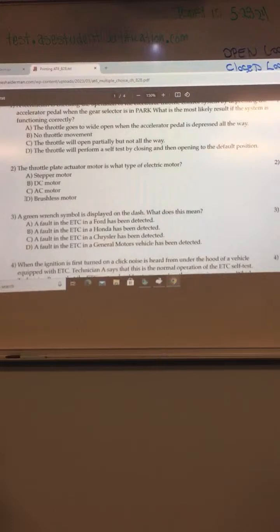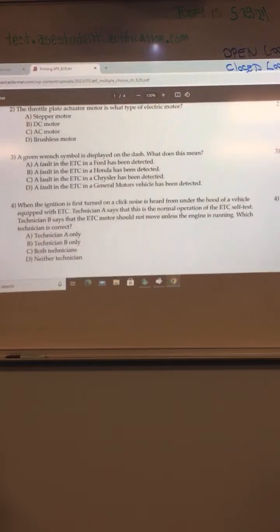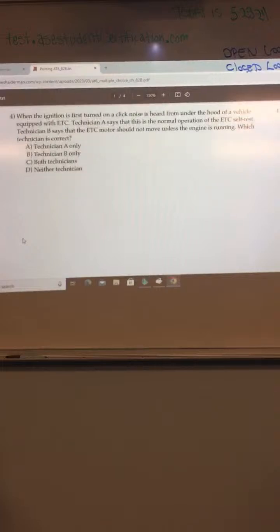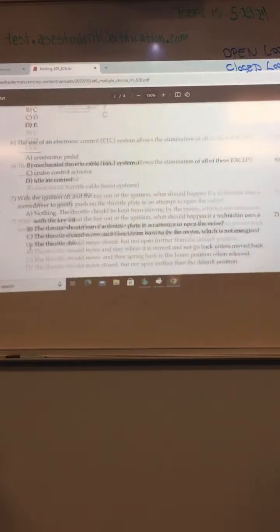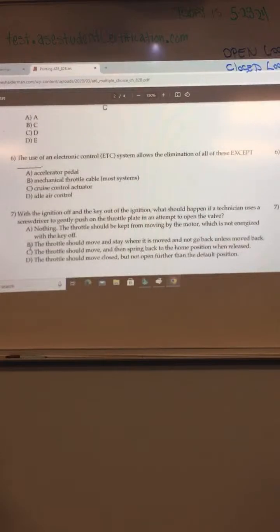Number 2 is a DC motor. We did that one. This one's going to show up tomorrow too. The green wrench. Just remember, the green wrench is a Ford thing. When the ignition's first turned on, we did. Throttle position sensor, we did.